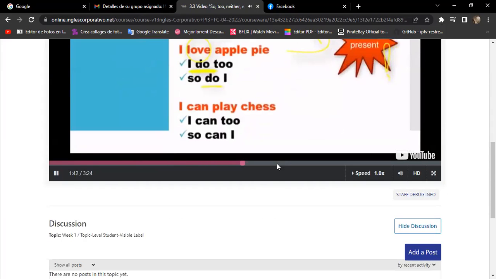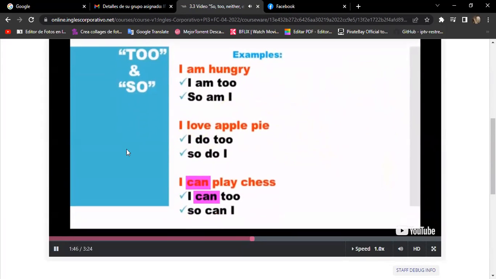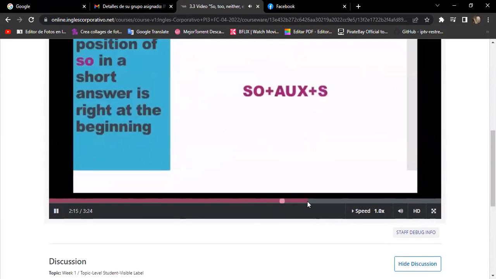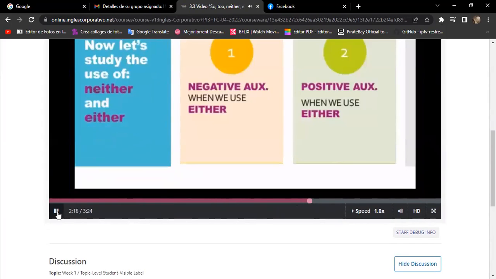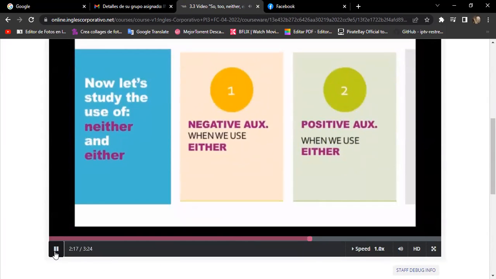You too. So do I. I can play chess. I can too. These are affirmatives. So can I. Now, let's do negatives. We can use neither and either. We also use the auxiliary verb of the short answer of the statement. Pay attention to the following. We use the negative auxiliary when we use either and the positive auxiliary with neither.